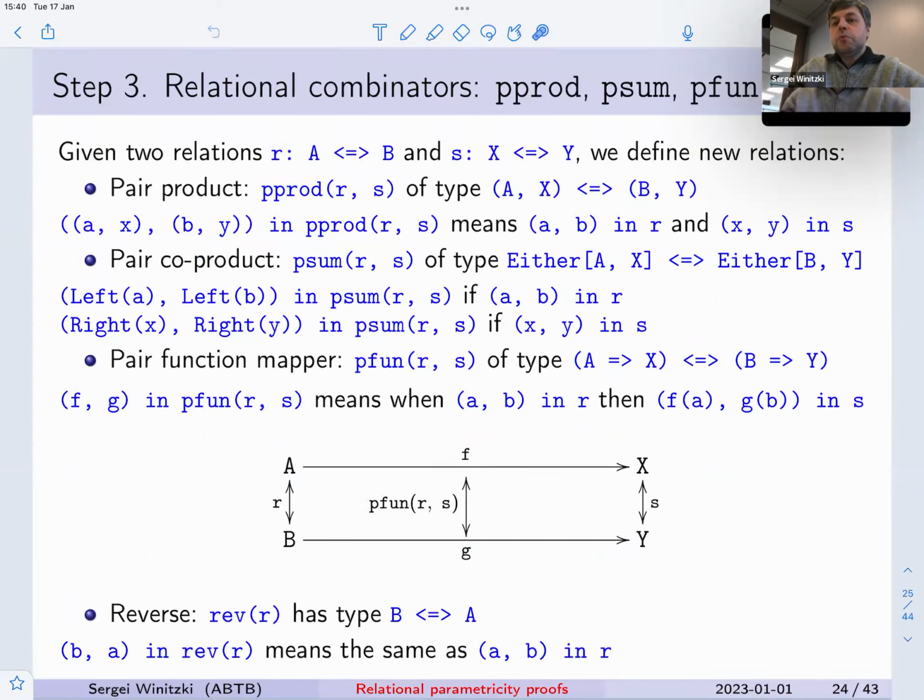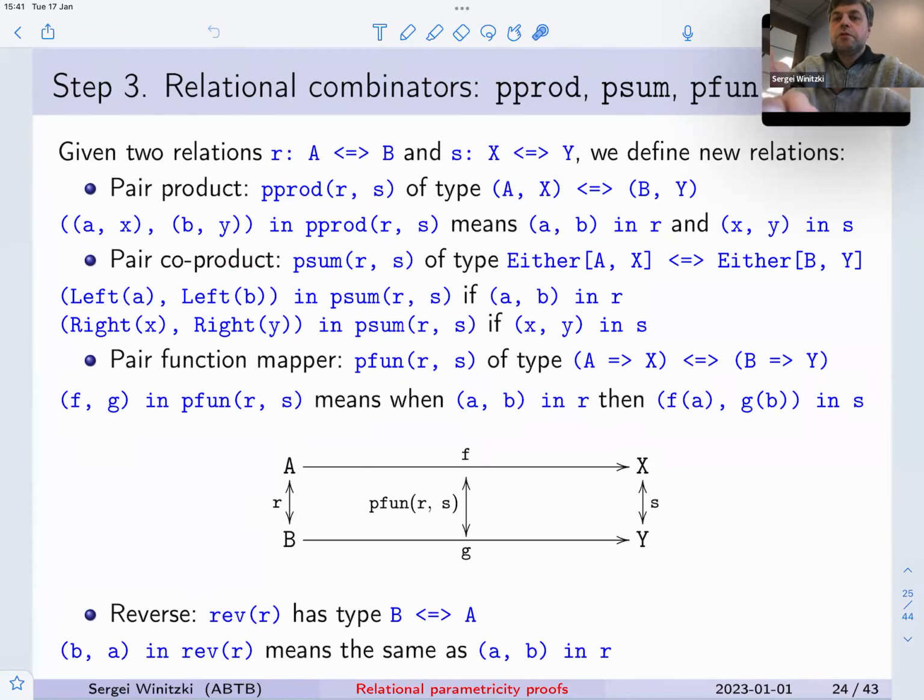Now, it's important to use certain relation combinators for proofs of the parametricity theorem. And so now I'm going to define those combinators. If I have two relations, R and S, between some arbitrary types, then we can define new relations based on them. So first is the pair product. That is a relation between pair A X and pair B Y. And this is defined just by saying that the first elements of the pairs must be in the first relation, and the second elements in the second relation.